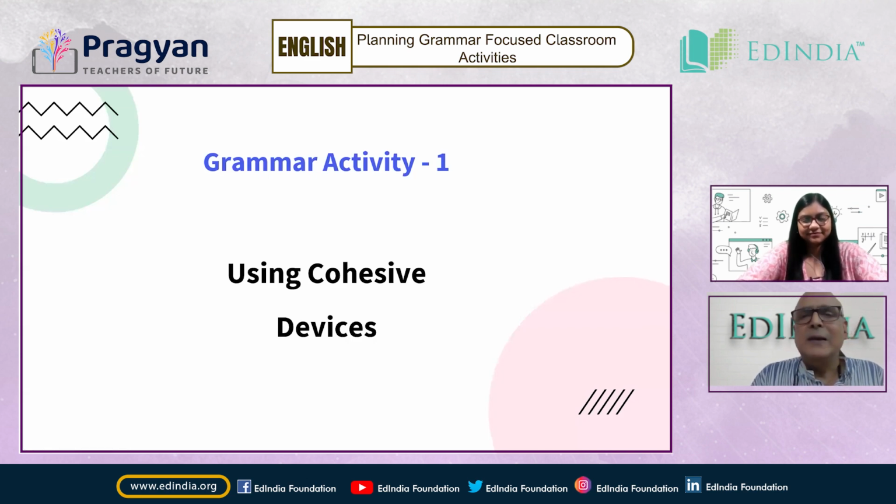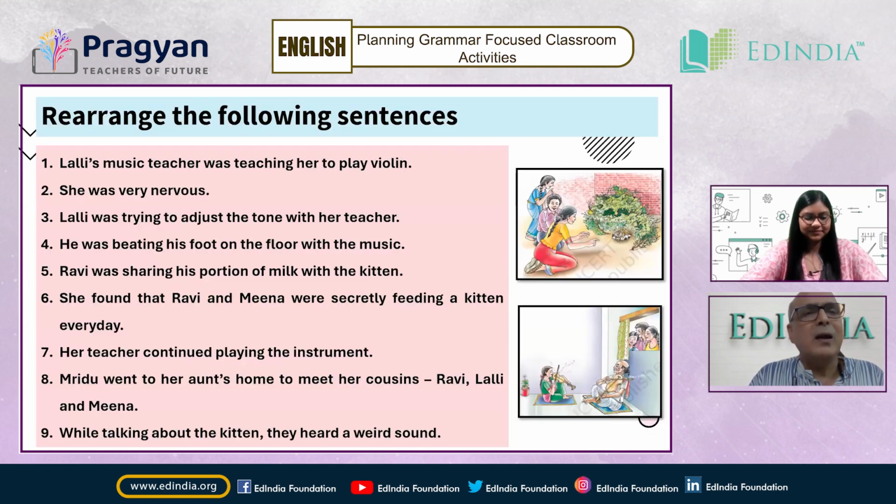So let's see. In this story, I assume that all of us have read this story. We are familiar with this story. So now on the next slide, a number of sentences from this story are coming before you. 1, 2, 3, 4, 5, 6, 7, 8, 9. There are 9 sentences, but they are not in order.